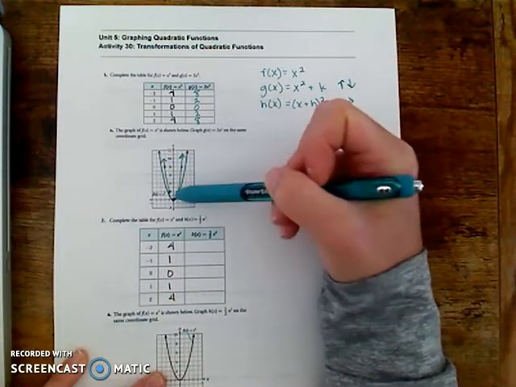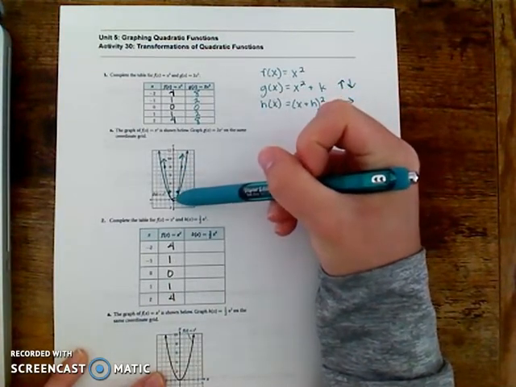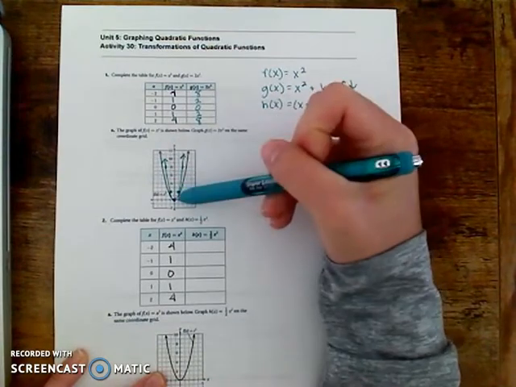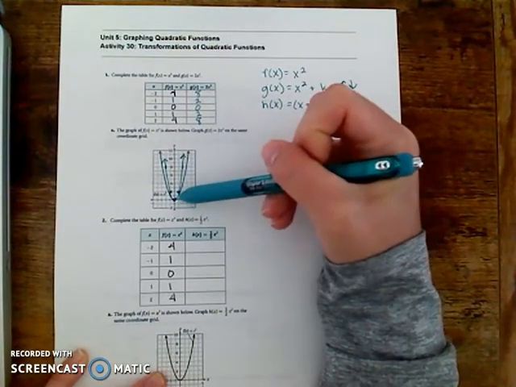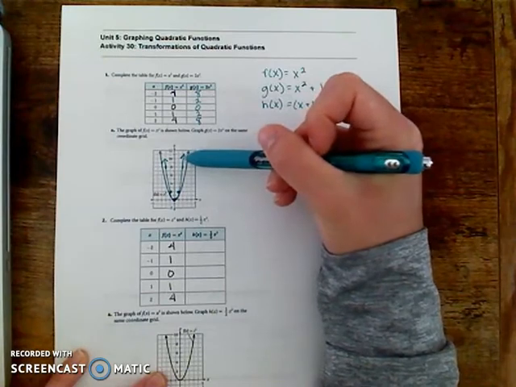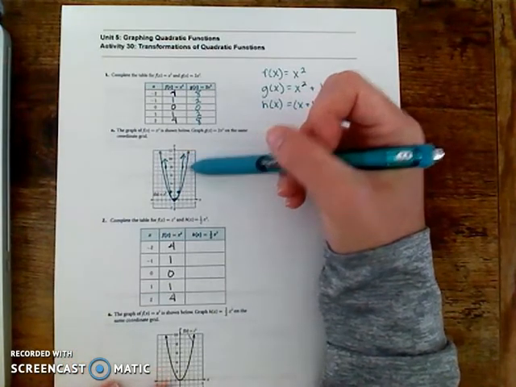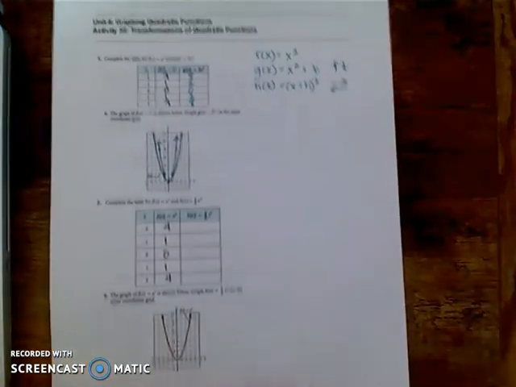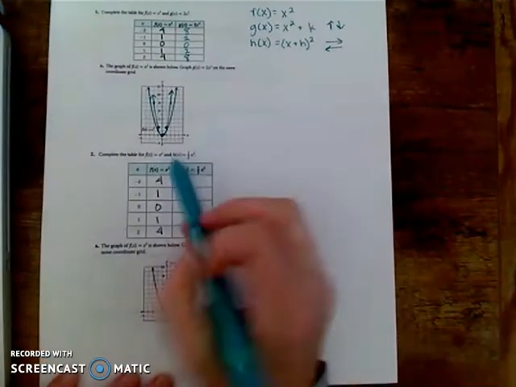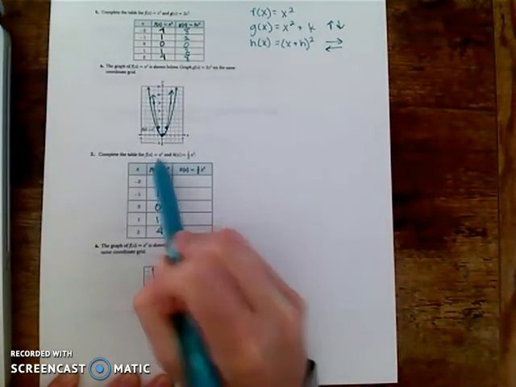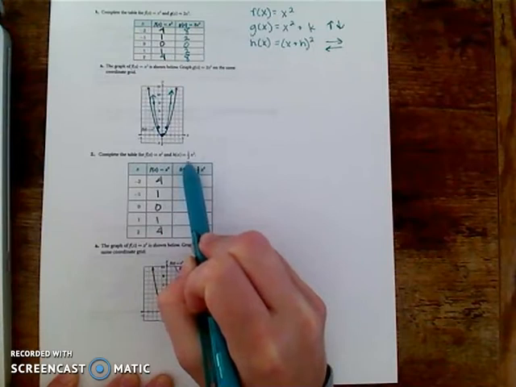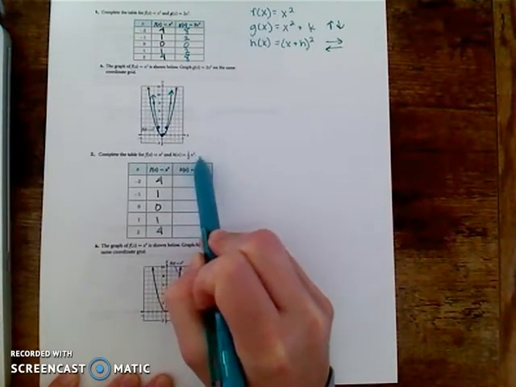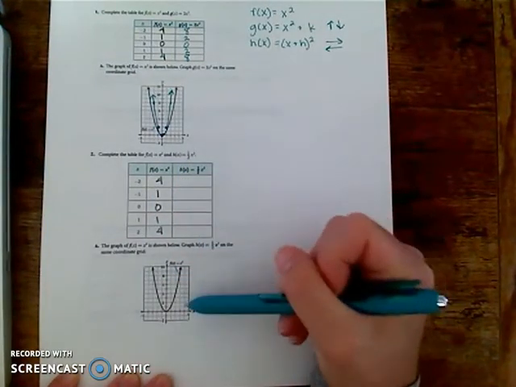So guys, what's different? The vertex didn't change here, but if you notice, my parabola is increasing at a faster rate. All right, keep that in mind as we look at number 2. So here we have the parent function, and we're going to compare that to h of x, which is 1/2 x squared. So let's fill in the table and graph.